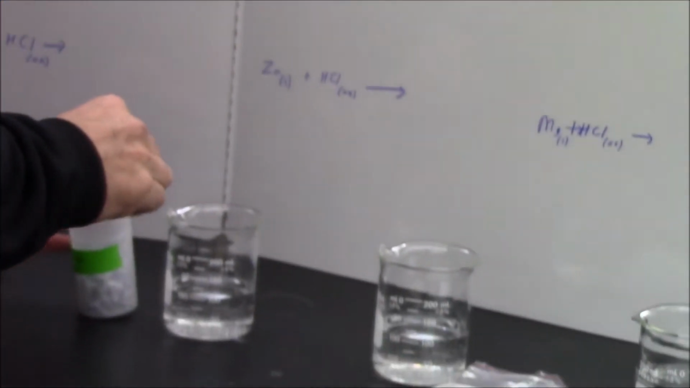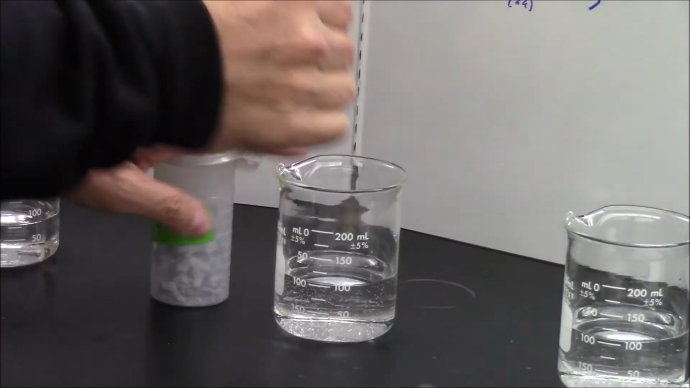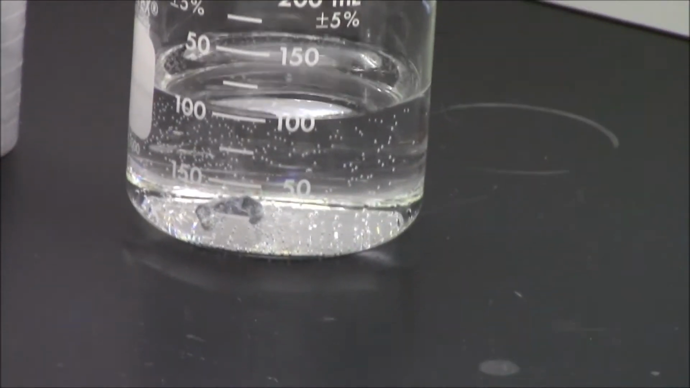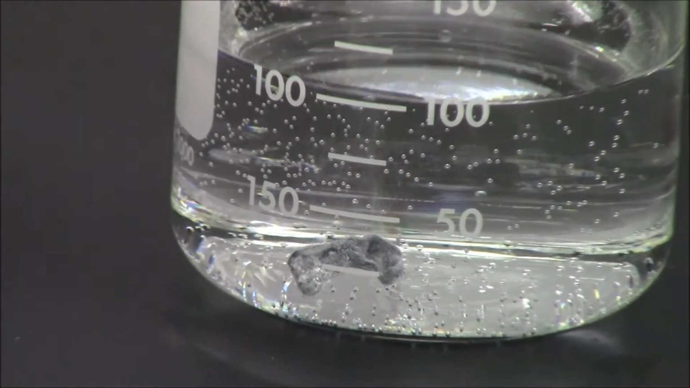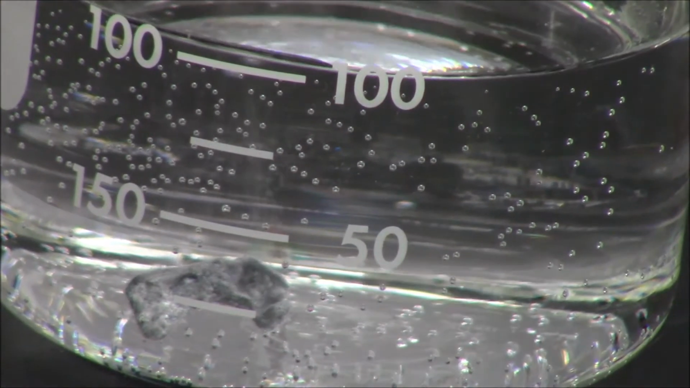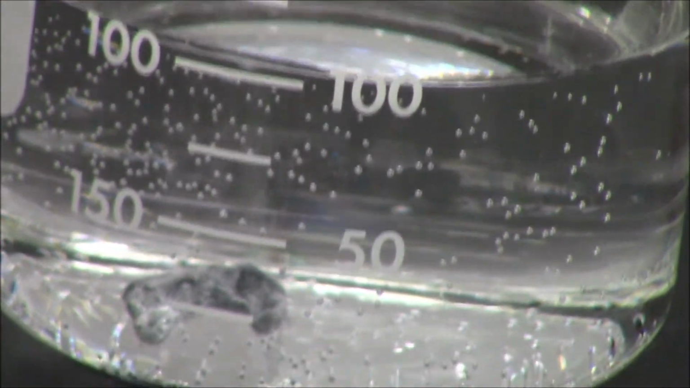Okay, take a piece of zinc. The exact size obviously doesn't matter. Drop it in the acid, and you see a small stream of bubbles coming off. The bubbles indicate we're making a gas. It's a single replacement reaction. You can figure out the 2 products.